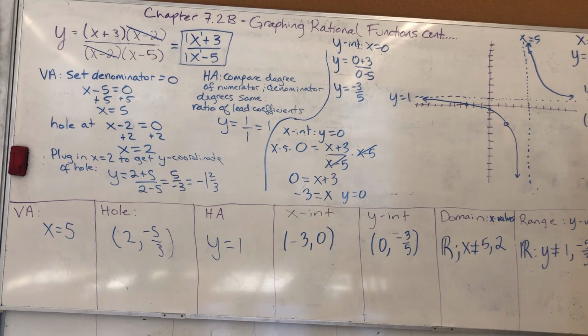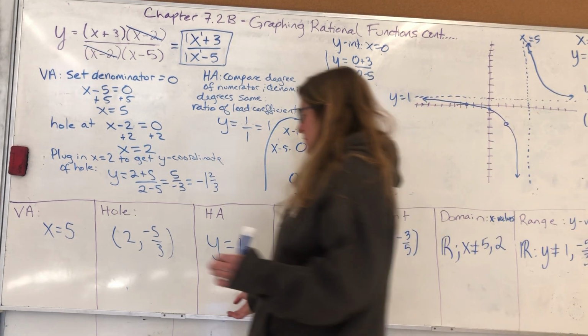So this is what our graph looks like. It's always going to have pieces like this. So if none of your points end up in this right-sided region or left-sided region, you need to plug in a point to get some point there. Okay, let's try another one, then we're done.